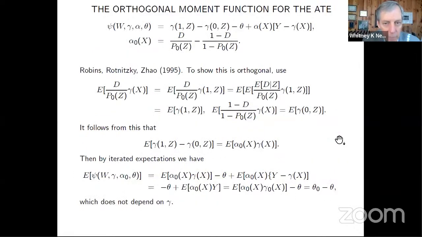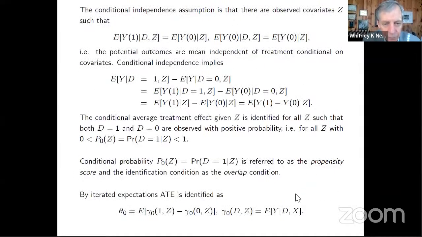To get that, you need the overlap condition to hold for all Z. You need both D equal one and D equal zero for every Z for this to work. If you have that condition, then iterated expectations gives you that the average treatment effect is the expected value of the difference of the conditional mean of Y given D equal 1 and Z, and the conditional mean of Y given D equal 0 and Z. So the average treatment effect is the expected value of the difference of conditional means at D equal 1 and D equal 0.